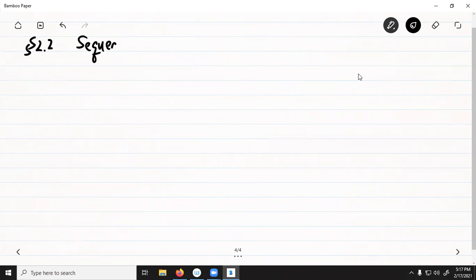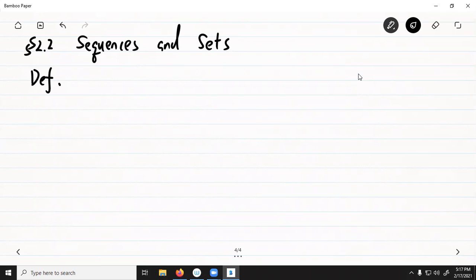Sequences and sets. Okay, so let's look at the definition for the bounded sequence. Okay, what's the meaning for the bounded sequence?